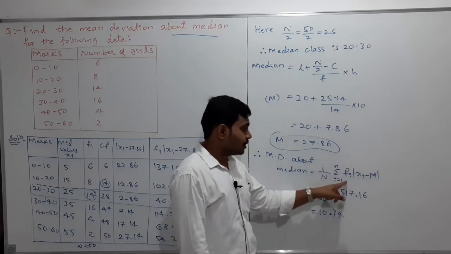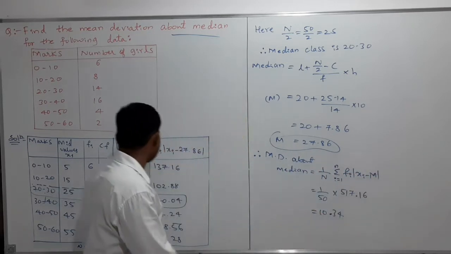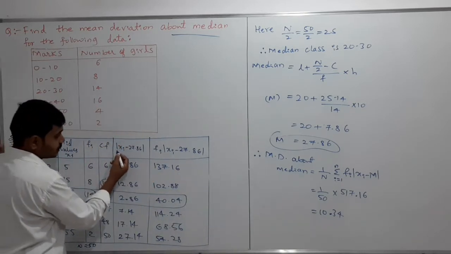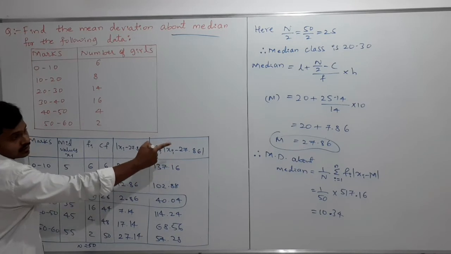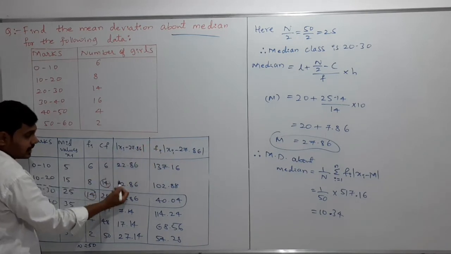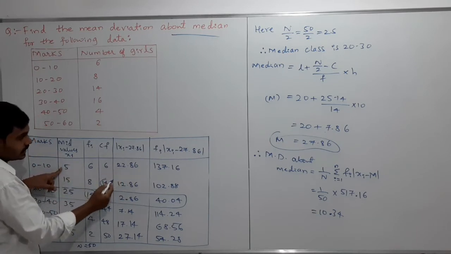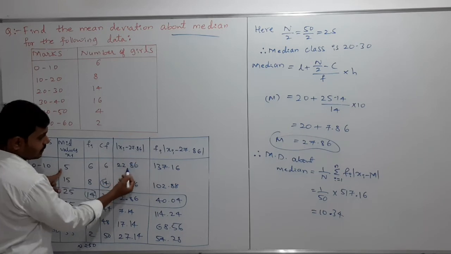And next, my dear students, substitute this M value here. Clear? Before substituting this, what is the formula we have? Fi into modulus of xi minus m. It means the next table we should frame as xi minus m. What is the m value? The M value I just calculated is 27.86. xi means x1, x2, x3, like this we take here.